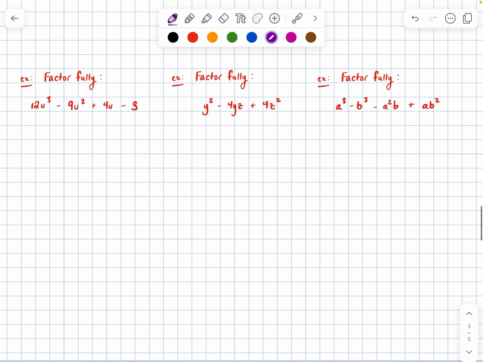A little bit more. Let's take some more. 12v cubed minus 9v squared plus 4v minus 3. I look at this. I see four terms. My immediate thought is factor by grouping.